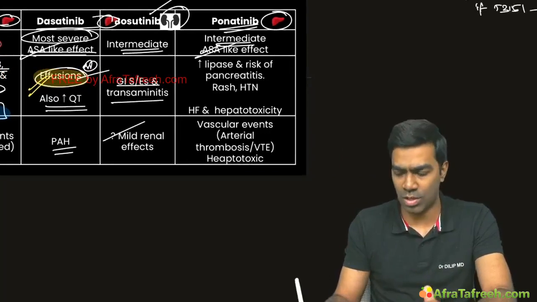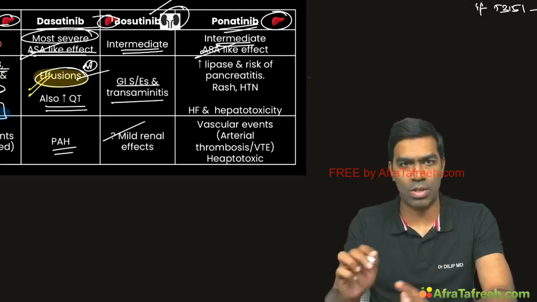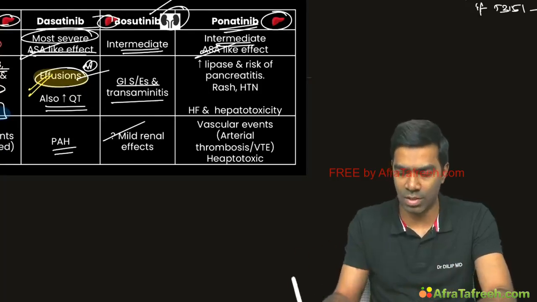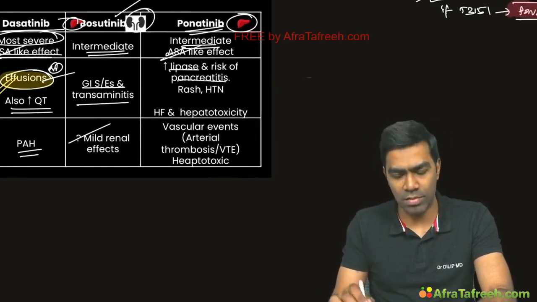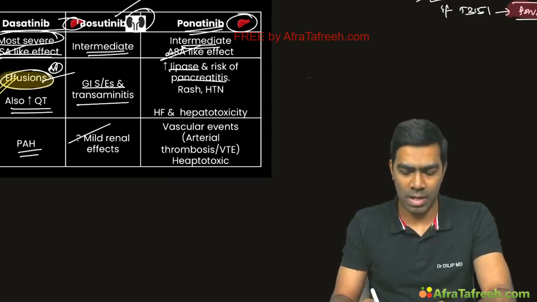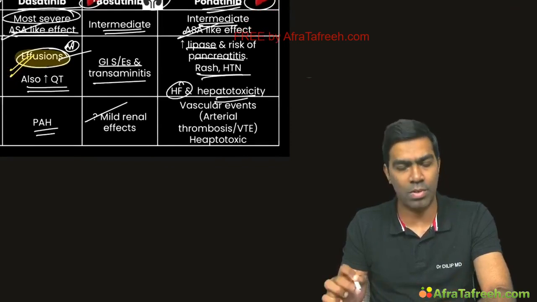But overall, to be honest, the safest TKIs are going to be bosutinib and imatinib. These two are very safe TKIs. You don't have that much toxicity at all. Ponatinib can produce a non-specific elevation of lipase, and it can produce frank pancreatitis also. And patients can develop rash and hypertension. It has been associated with heart failure and hepatotoxicity.